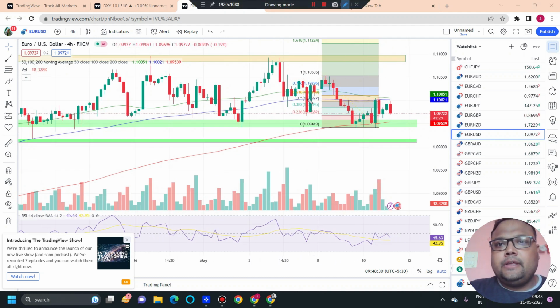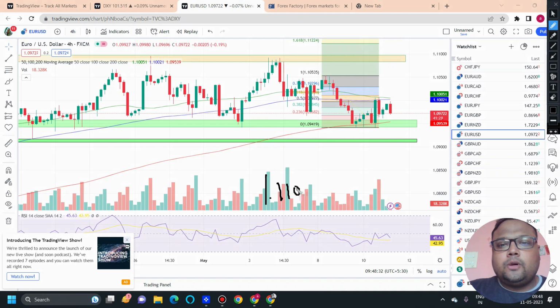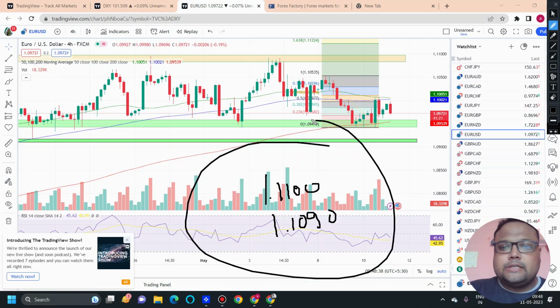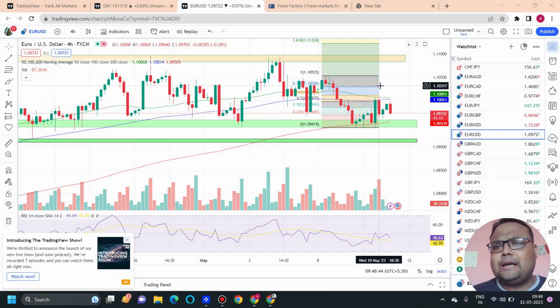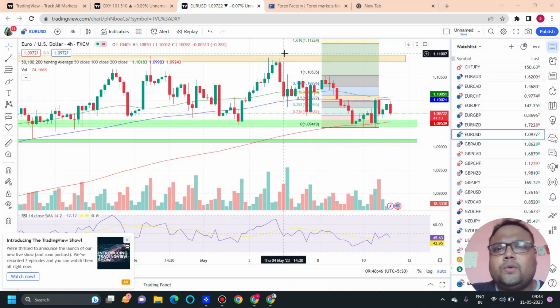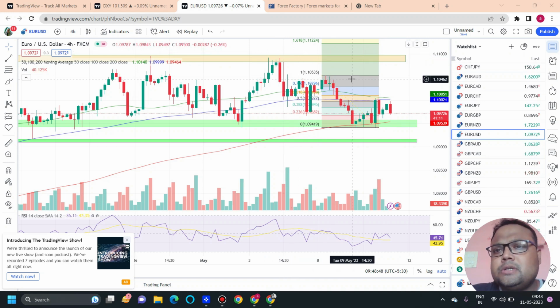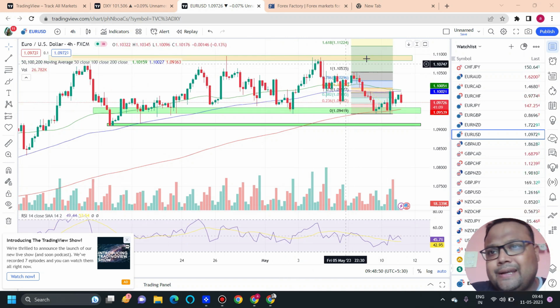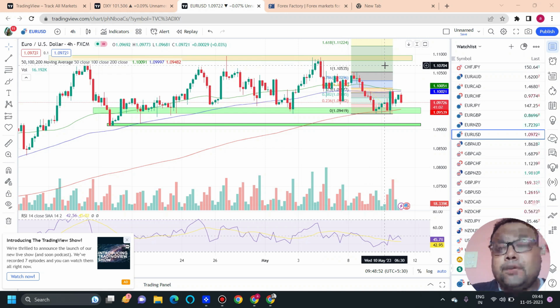And the resistance level is still the same on the chart of Euro USD. The resistance level is 1.1100 or 1.1090. This is the resistance level on the chart of Euro USD, or the reliable resistance. Okay, so in case by next week, I don't think that the market will be heading towards this level. By next week, if the market goes there, then we can definitely expect that the market will face some selling pressure again.